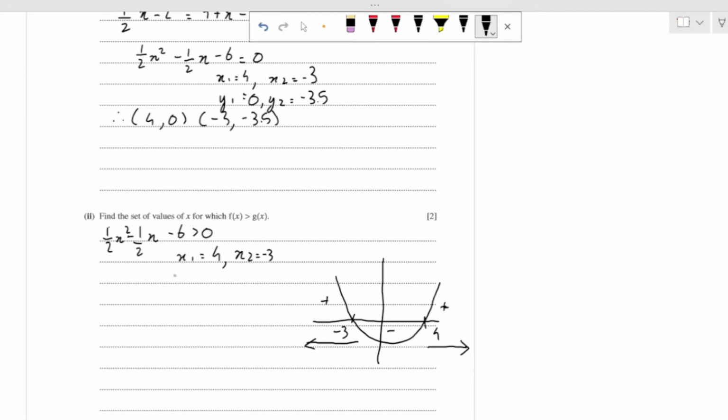And from here we can conclude that x should be greater than 4. Make sure to use the same symbol as it is used in the question, or you could use "and", or x is lesser than minus 3. That's your answer.